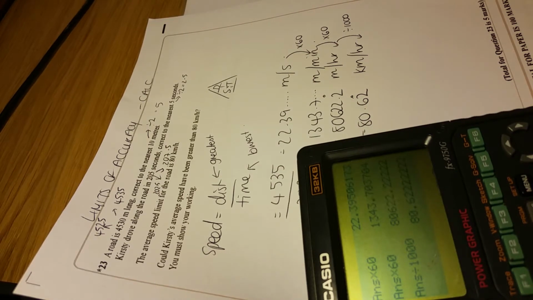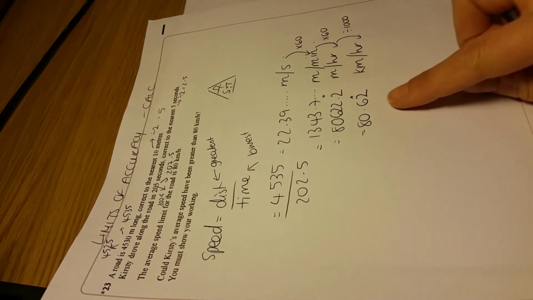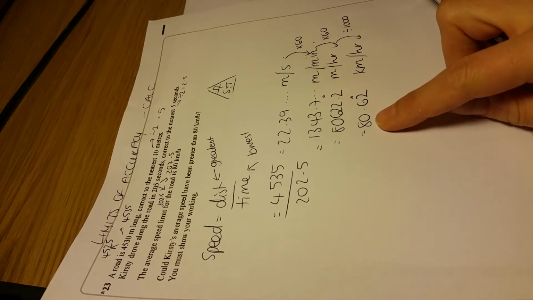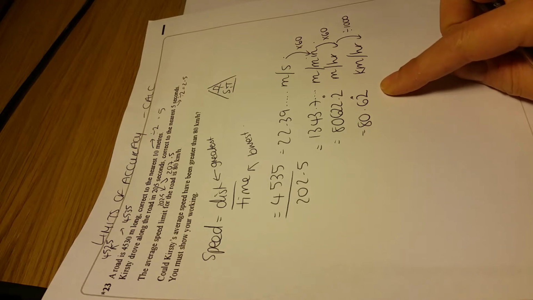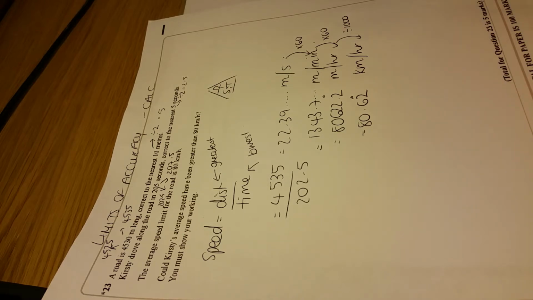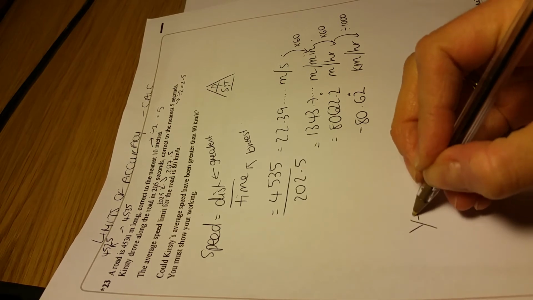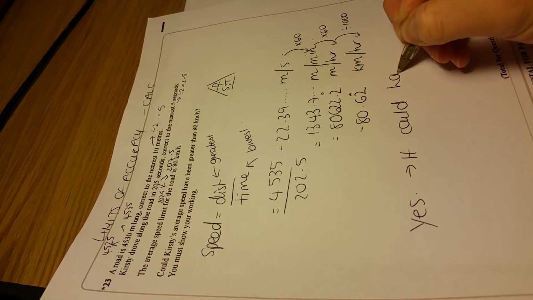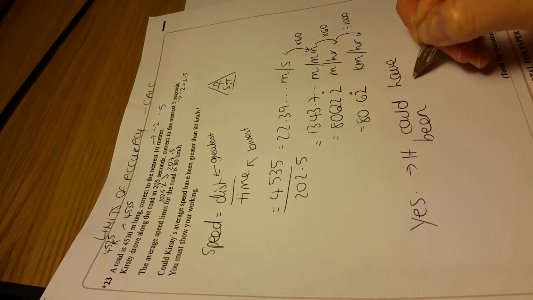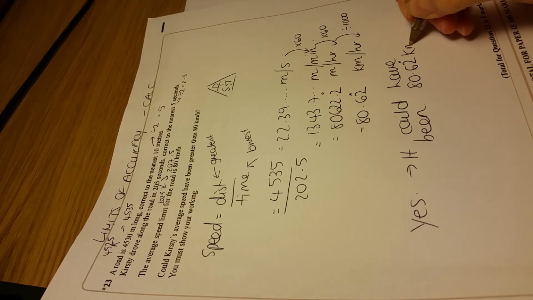So in answer to the question, could Kirsty's average speed have been greater than 80 kilometres per hour? Yes, it could. Somebody's going to go, yeah, but that's not bigger. If I said I was going to pay you £80 an hour and I paid you £80.62, you'd be going, that's a bonus, that's 62 extra pence. So it is greater, although it's not much. So yes, it could have been 80.62 kilometres per hour.